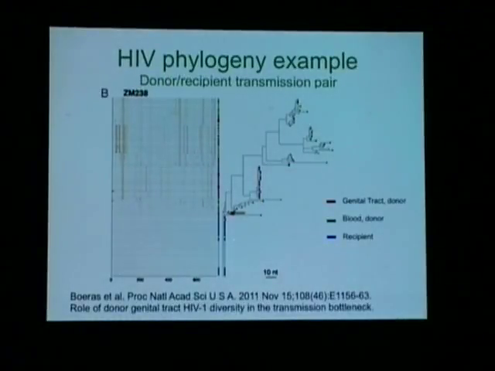So when I draw phylogenetic trees, they're usually over a very short time period, maybe the course of one person's infection, or maybe the course of an epidemic in a country. And this is an example of how HIV varies, and it's really incredible.